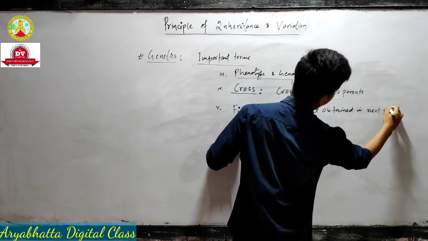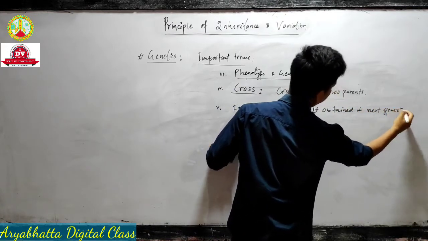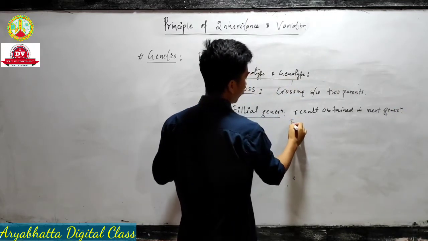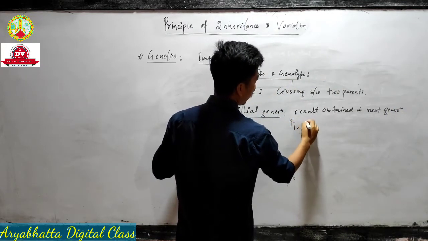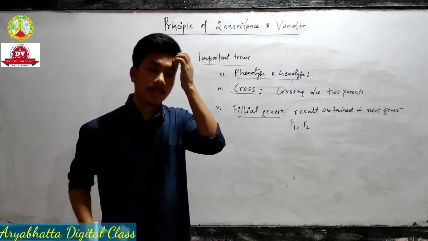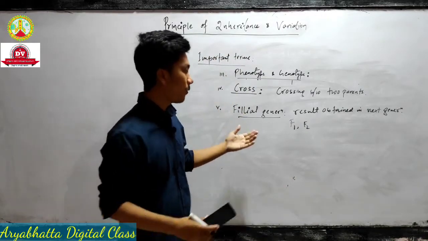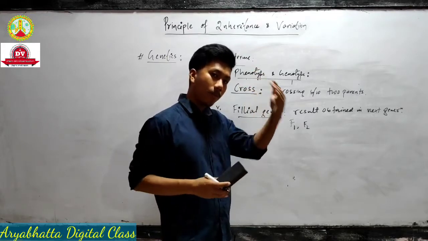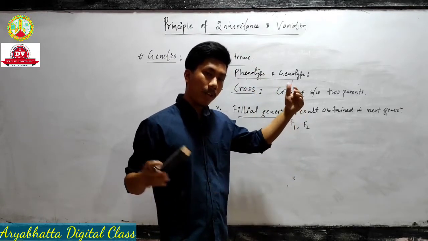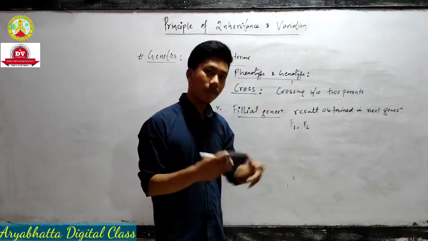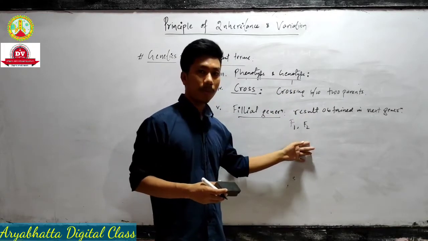The result obtained in the next generation, we represent in the form of capital letter F1, capital letter F2, and so on, depending on how many times the cross is made. If the cross is made the first time, we represent it as capital letter F1. Again, if a cross is made after that, we represent it in the form of capital F2.